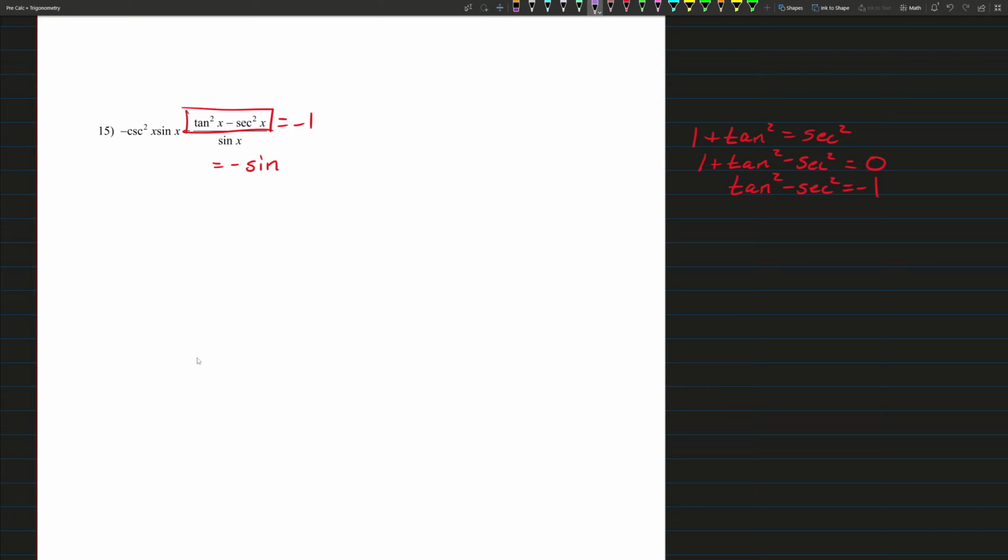On the left-hand side, we get negative 1 over sine squared. Oh, that's not right. No, yeah, that's right. Nope. Let's try it a different way then.